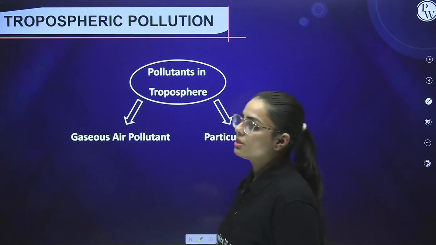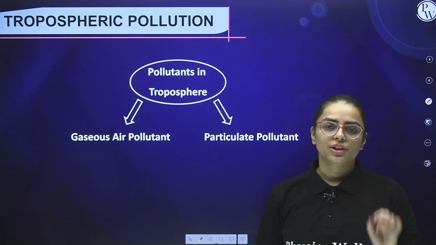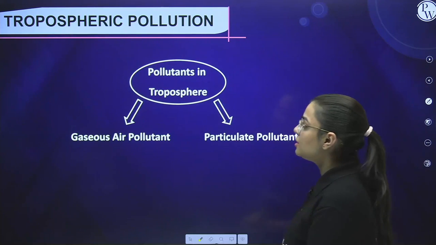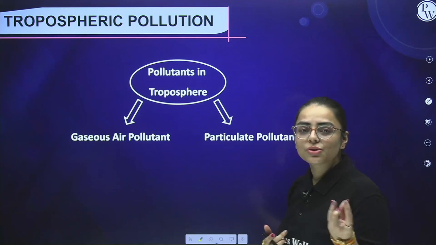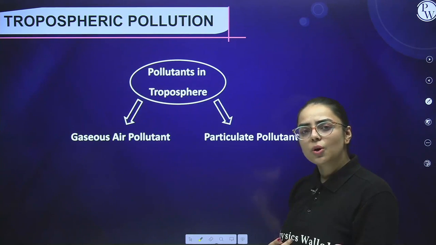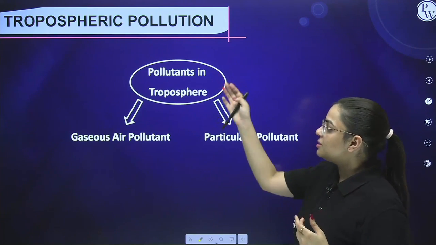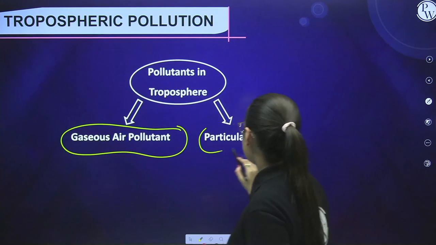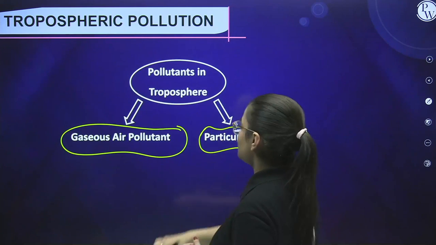Now come students, our first category, tropospheric pollution. Which are the pollutants here? Pollutants are the ones which cause pollution, right? The pollutants in the troposphere are basically gaseous air pollutants and particulate pollutants, right students?